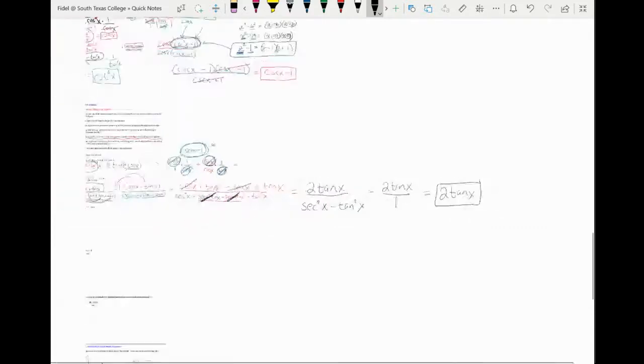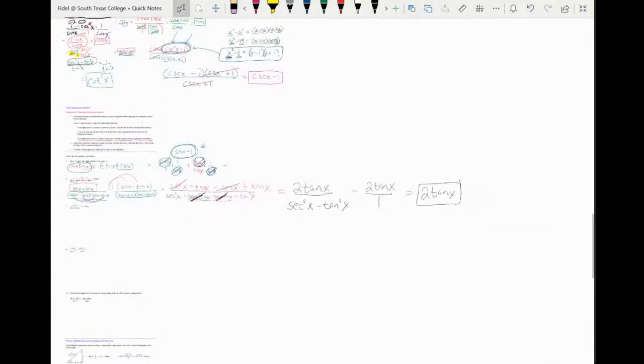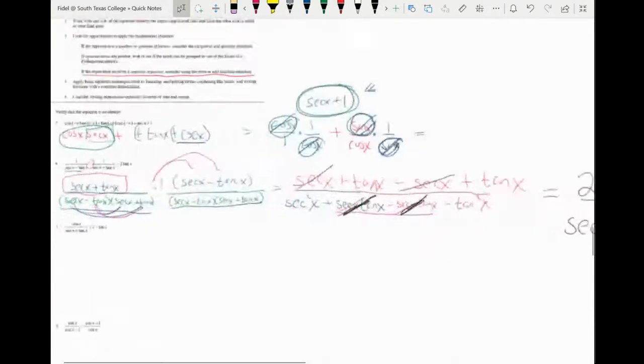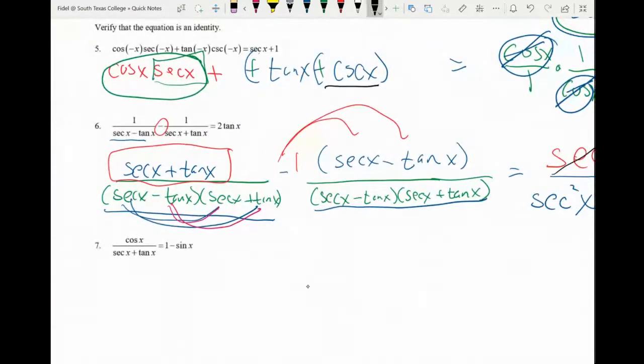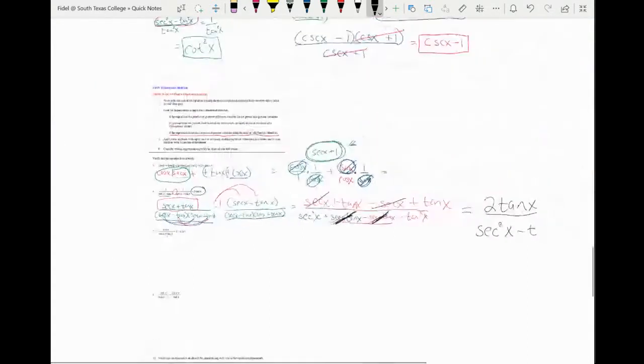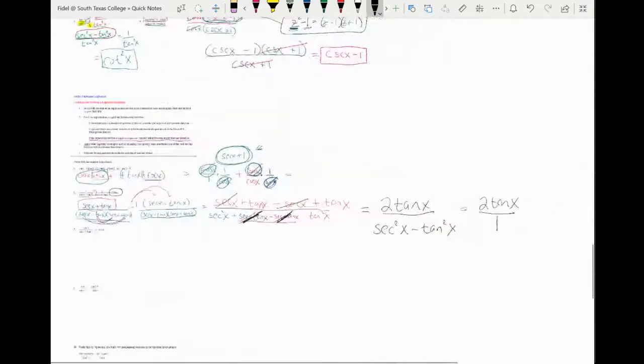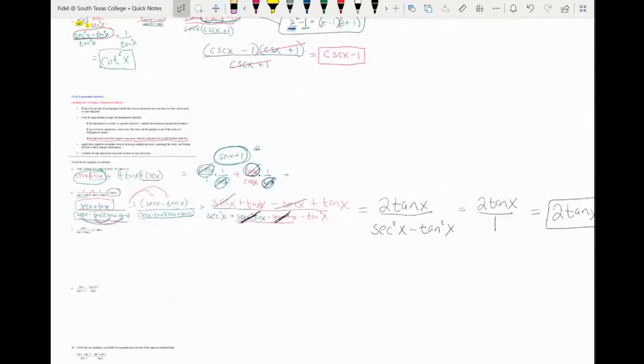Wasn't that what we were... I know I'm zooming way out, but I want to pull up the original problem. Look what we had on this side. 2 tangent of x, right? So, do you see what I'm getting at? So, what are we doing? We're working with a more complicated side to see if we can simplify it, see if we can break this down and get to the side that's a little bit more difficult.